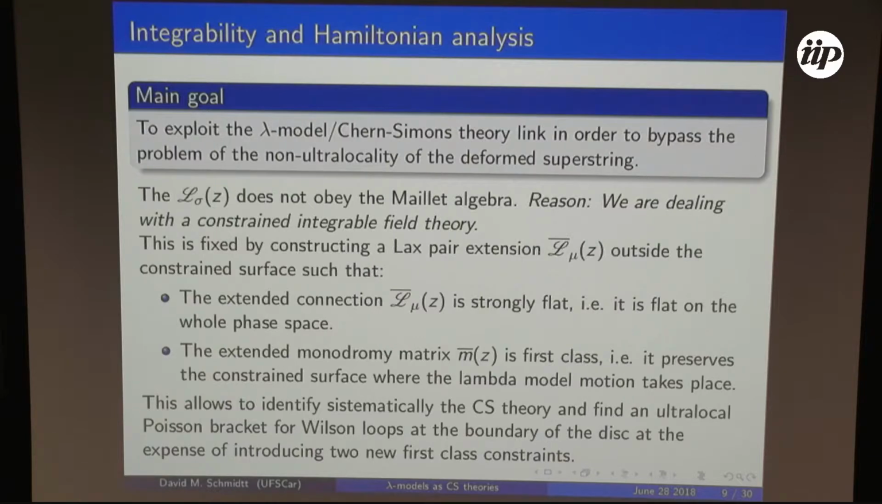Or we can fix this by constructing a Lax pair extension outside the constraint surface, such that we make two minimal requirements. The first one is that this Lax connection is strongly flat, so it means that it is flat on the whole phase space, not only on the constraint surface. And the extended monodromy matrix, or traces of it, generate first-class functions. In this way, we can preserve the constraint surface where the lambda model motion takes place. By doing this carefully, we can systematically find the footprints of the Chern-Simons theory.